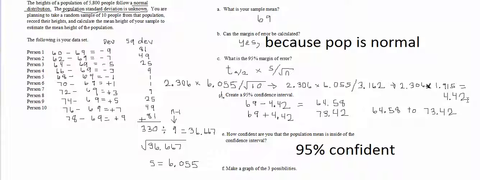Now that I have my margin of error of 4.42, I just take my sample mean for part A, subtract the margin of error, and add the margin of error. And my two answers give you my confidence interval. It's just this to this. And since it's a 95% confidence interval, I'm 95% confident that the population mean is somewhere inside the confidence interval. And when you do part F, you'll do it the same way I showed you in the last problem. You'll be labeling the three bell curves.